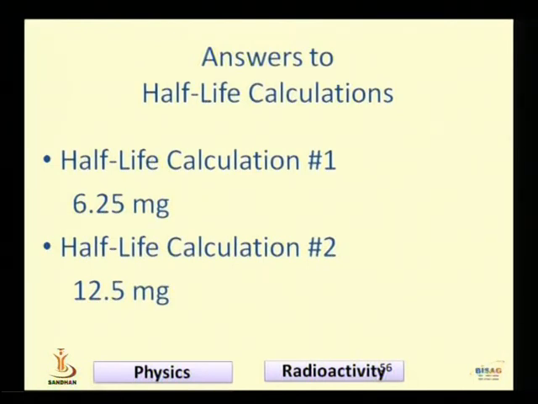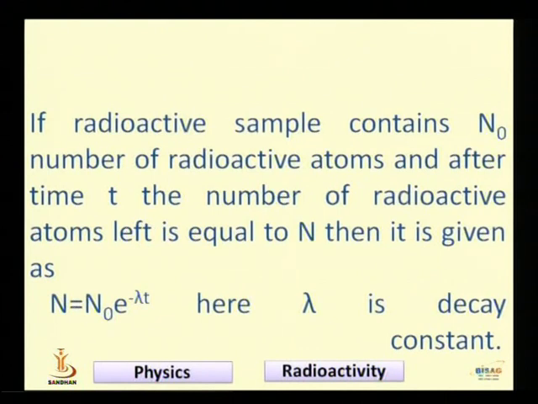Now suppose anybody can ask you what should be the number of atoms at a time other than the half-life time. How to calculate the number of atoms in the radionuclides at any time? For this, we have a formula. See here, a radioactive sample contains n0 number of radioactive atoms, and after a time t you have only n radioactive atoms. Then the formula is n is equal to n0 into e raised to minus lambda into t, where lambda is a decay constant.